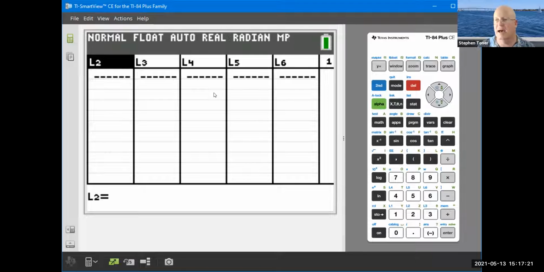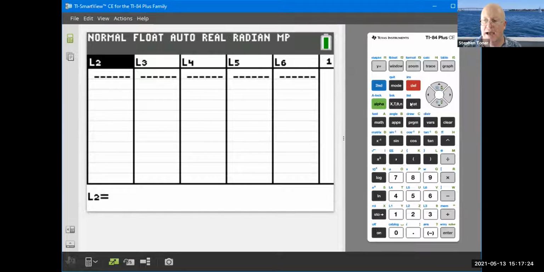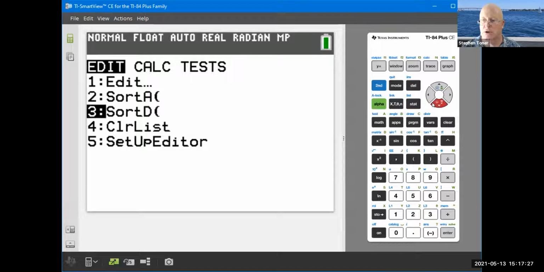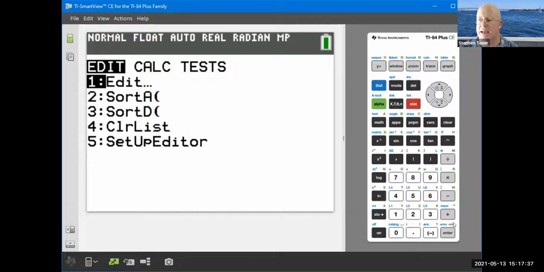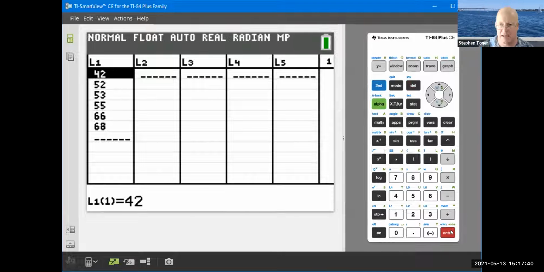If you ever do that, don't worry. You hit your stat button, you go down here to choice 5, hit setup editor, hit enter, and that just will automatically give you your list 1 through 6 back. If I hit stat, you'll notice that list 1 is back again. So that's just something to tuck away in your memory, because we don't delete very often. Just pretend that delete button isn't there, and just always use the clear button to clear off a row or a screen or a number, and use the second quit to get out of a screen that you want to get out of.